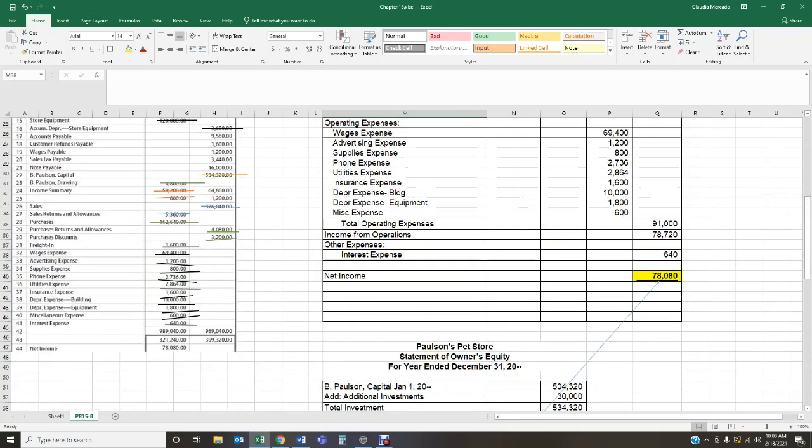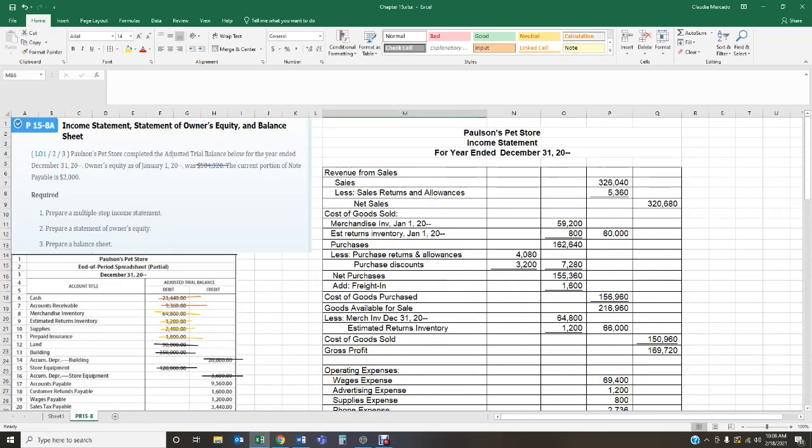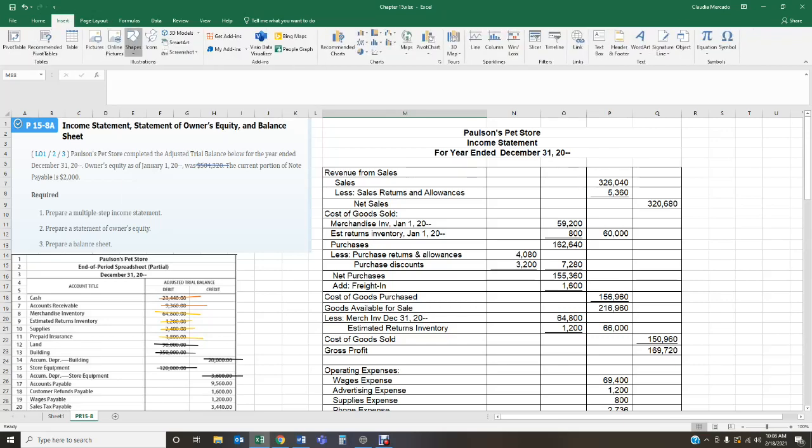Now we go back to the problem. It says that the owner's equity was $504,320 and that the current portion of the note payable is $2,000. That is telling me that this is a current liability. That's a current portion, $2,000. So let me mark that off.